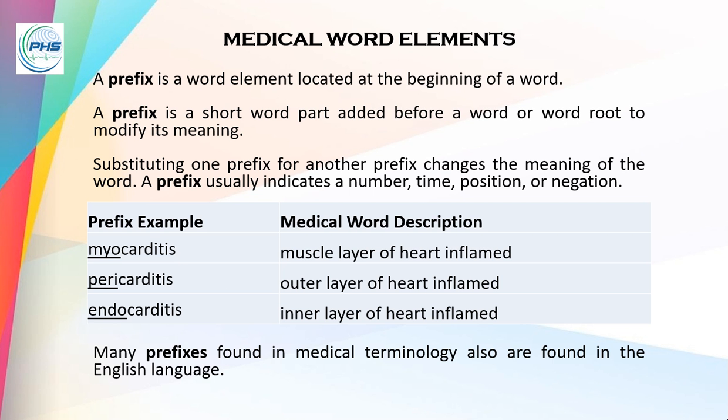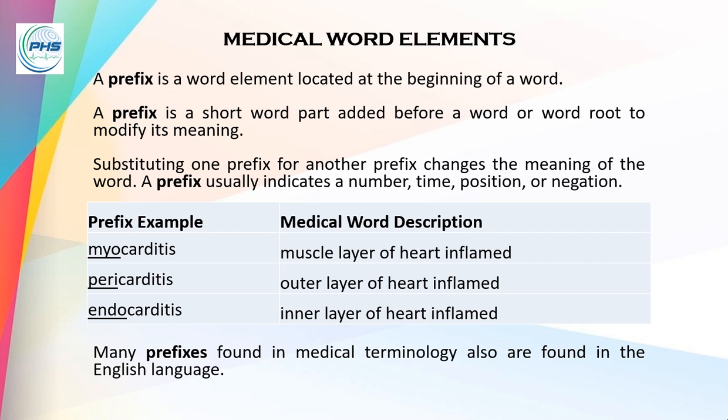Next, we will look at the parts of the word as previously discussed. A prefix is a word element located at the beginning of the word. A prefix is a short word added before the word or word root to modify its meaning. Substituting one prefix for another changes the meaning of the word. A prefix usually indicates a number, time, position, or negation.